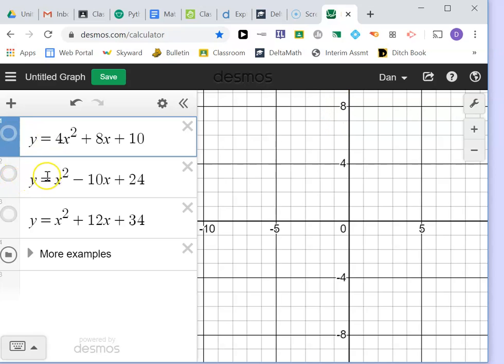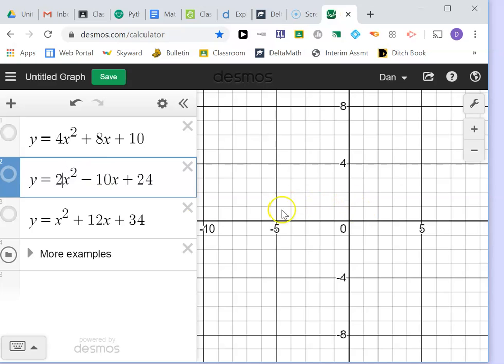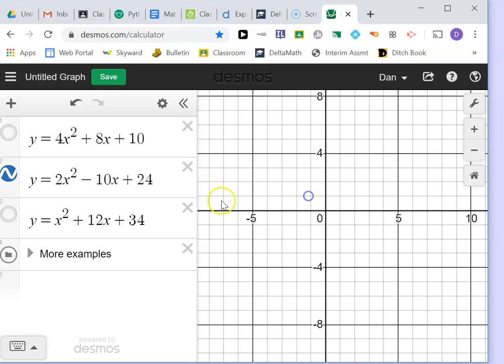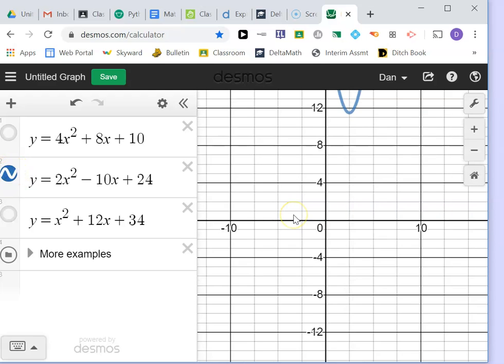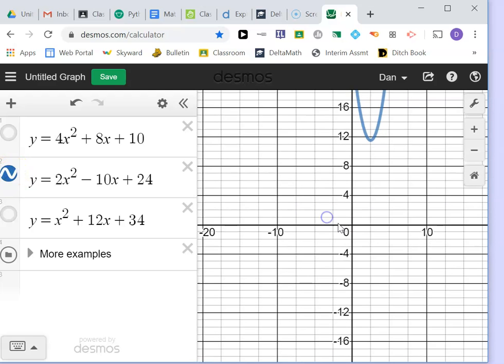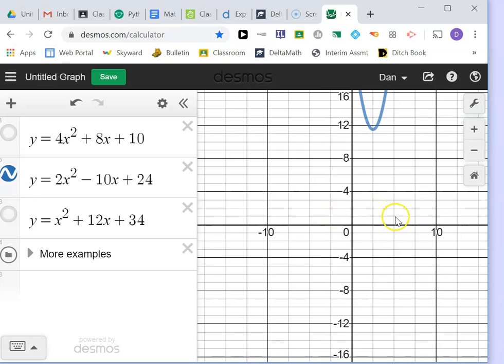How about this one here? Let me turn that one off. Right in here, it was shifted 5 to the right, but I'm going to put a 2 right there. Okay, and where did it go? Great, lost it. There it is. Okay, it looks like it was shifted what, 2.5?